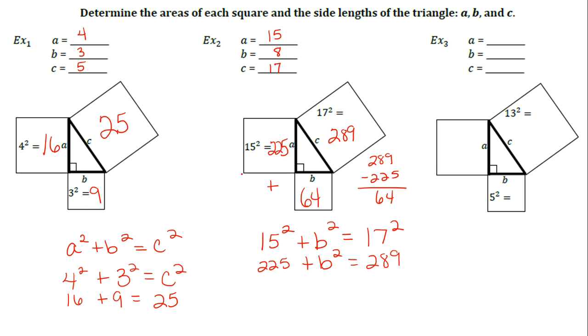So let's take a look at these squares. This was 15 times 15. That's how we got 225. This square was 8 by 8, and this square was 17 by 17.